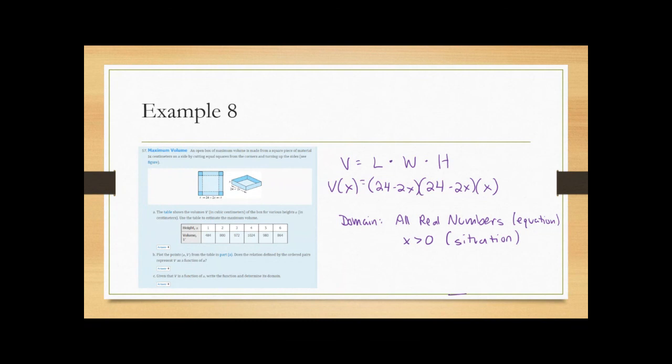So there's a difference between asking for the domain of the equation or the function, which is what part C asks for. C specifically talks about the function and its domain. So for C, your answer would be all real numbers. But if somebody was asking about the domain and it didn't specify the equation or the function, then you would say, well, in this situation, the domain would have to be x greater than 0 since we can't have negative values. That wouldn't make any sense.